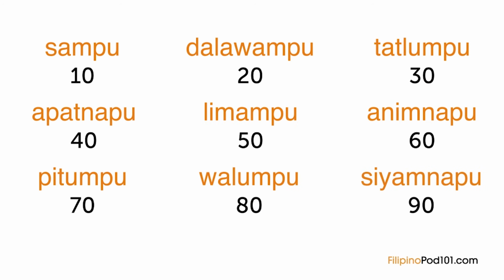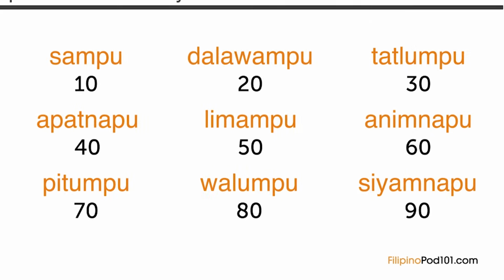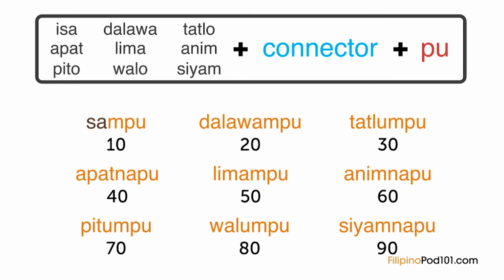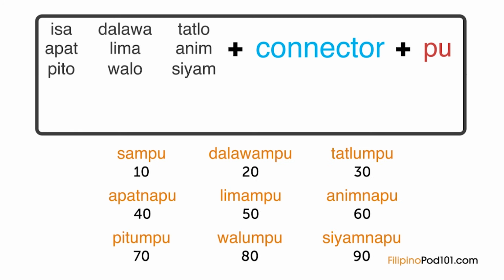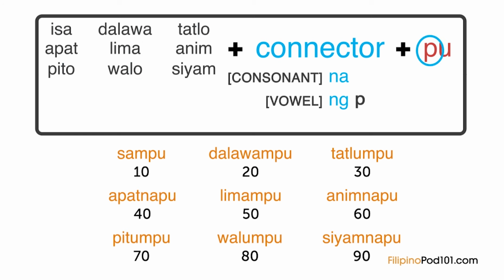Just like 11 to 19 from the last lesson, the tens also has a common formula. It is the numbers 1 to 9 plus connector plus pu. As I mentioned, the connector is usually NA if the letter before it is a consonant and NG if the letter before it is a vowel. I also mentioned that if a P follows the NG connector, then it becomes an M.